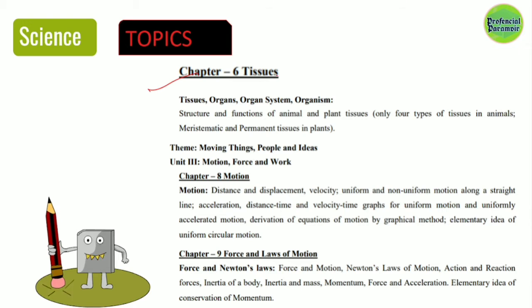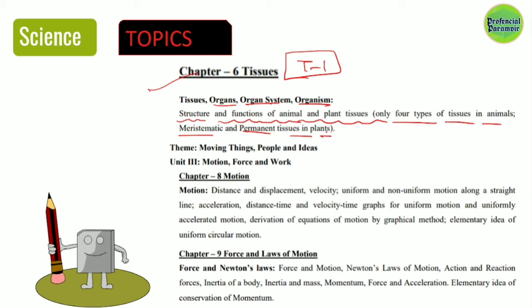From chapter 6 in term 1, chapters 5 and 6 from biology are in term 1. We have to study tissues, organs, organ system, organism, structure and functions of animal and plant tissue. Only 4 types of tissues in animals, and meristematic and permanent tissues in plants.